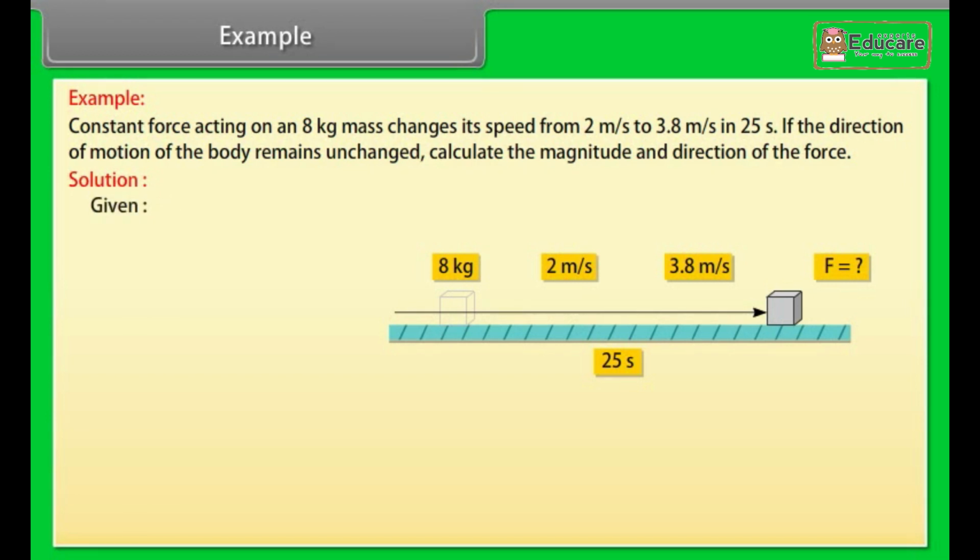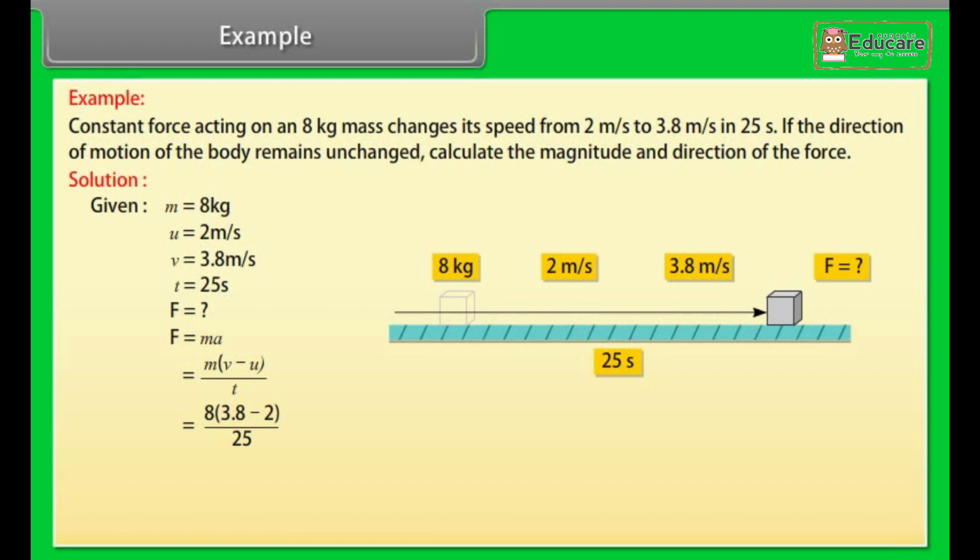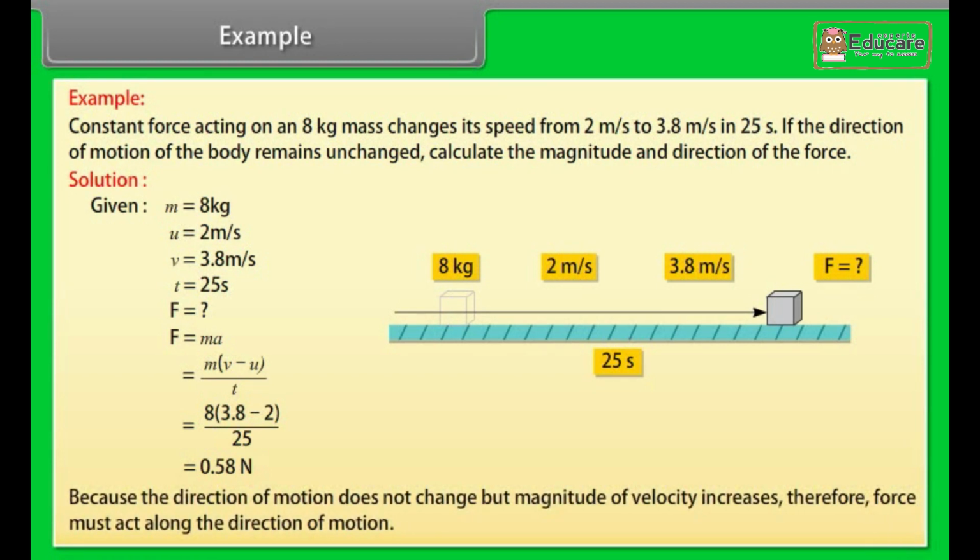Given values are: m is equal to 8 kg, u is equal to 2 meter per second, v is equal to 3.8 meter per second, t is equal to 25 seconds. F is equal to ma is equal to m into (v minus u) divided by t is equal to 8 into (3.8 minus 2) upon 25. Force is equal to 0.58 Newton. Because the direction of motion does not change but the magnitude of velocity increases, therefore the force must act along the direction of motion.